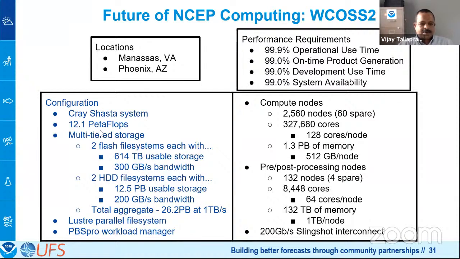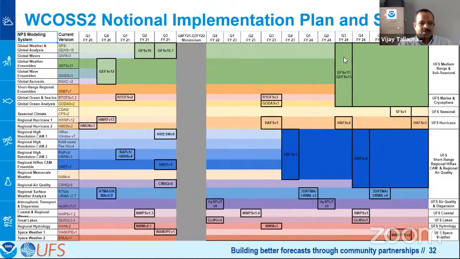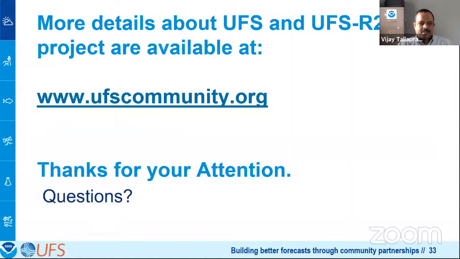This is going to be 3 times more powerful than what we have currently, a 12 petaflop machine. And we created a notional implementation plan that will call for a major implementation in 2024, where we combine both the GFS and the GEFS along with the data assimilation capabilities, and plan for the seasonal forecast, which is a replacement of CFS as we go into 2025-26 timeframe.